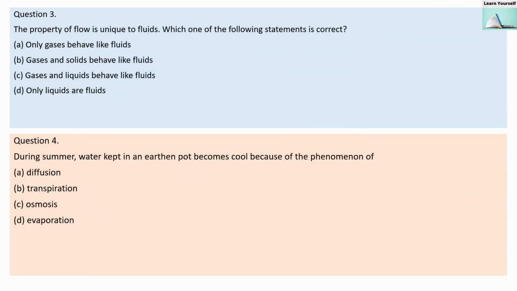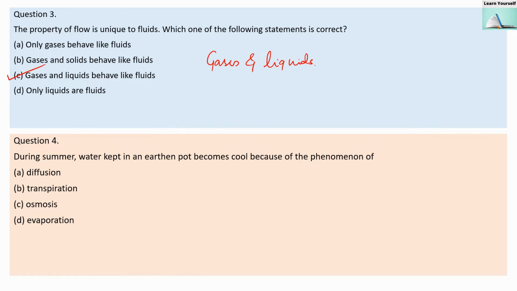Question number 3. The property of flow is unique to fluids. Which one of the following statements is correct? Only gases behave like fluids. Gases and solids behave like fluids. Gases and liquids behave like fluids. Only liquids are fluids. So we know that gases and liquids both behave like fluids because they both have the property to flow. That's why they are termed as fluids. So the answer is C.